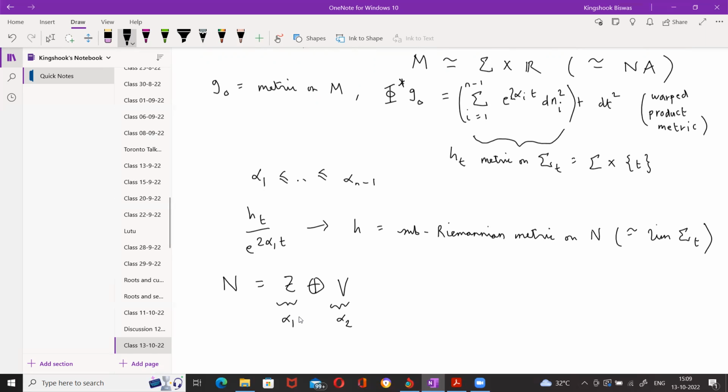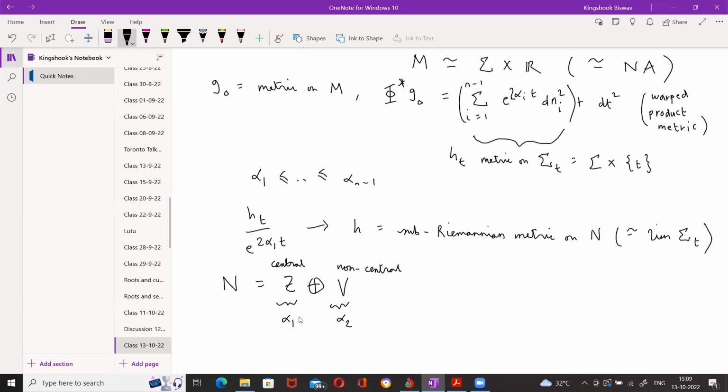So when I divide by e to the alpha_1 t, this part is going to stay finite, but this Riemannian metric will go to infinity on these directions, the v direction, the non-central direction. So you get what is called a sub-Riemannian metric. That means it's a Riemannian metric on a distribution in the tangent space. It's not defined on the full tangent space, just on a distribution. On the vectors transverse to the distribution, you think of it as being infinity in those directions.